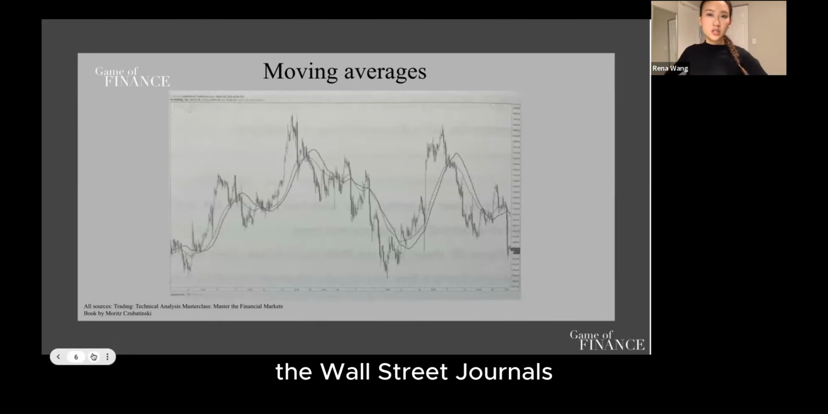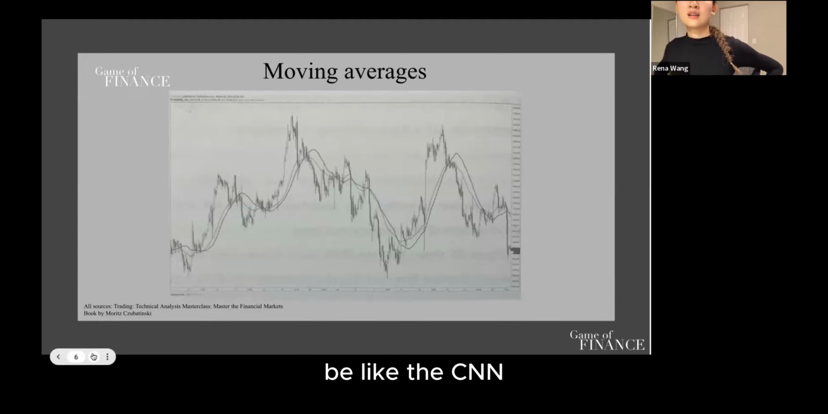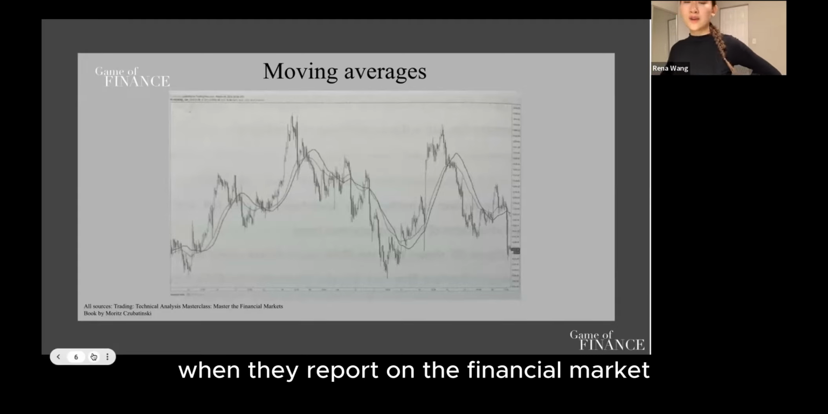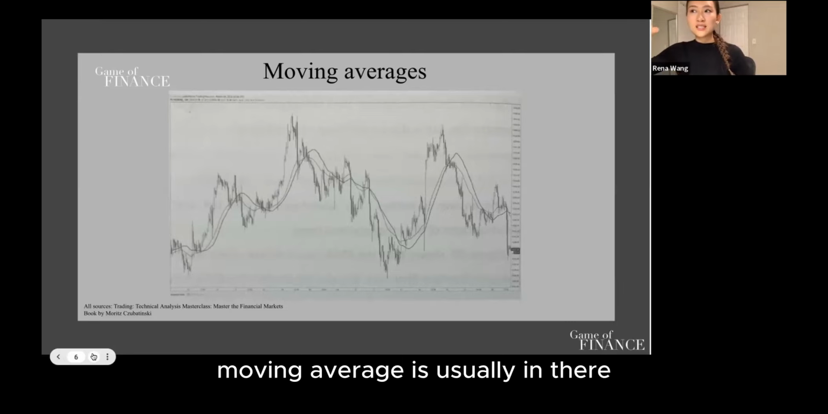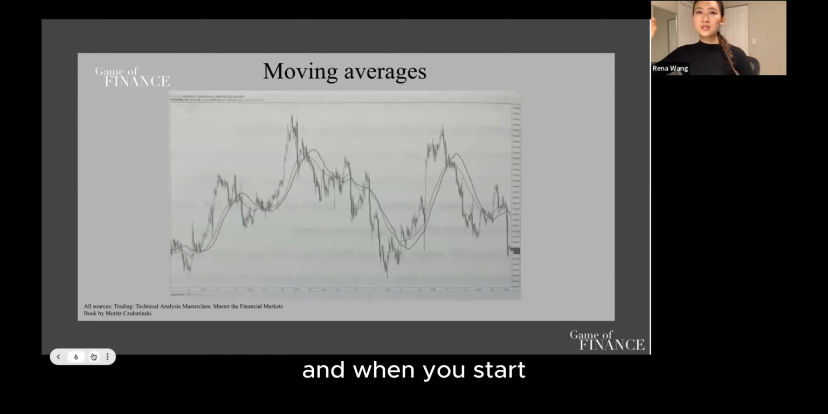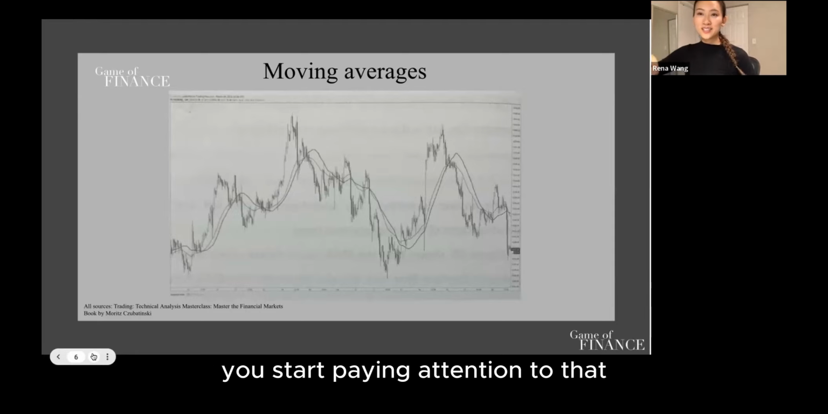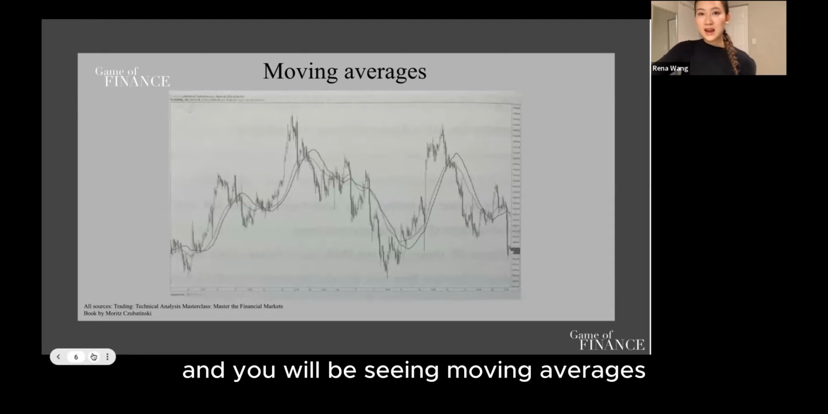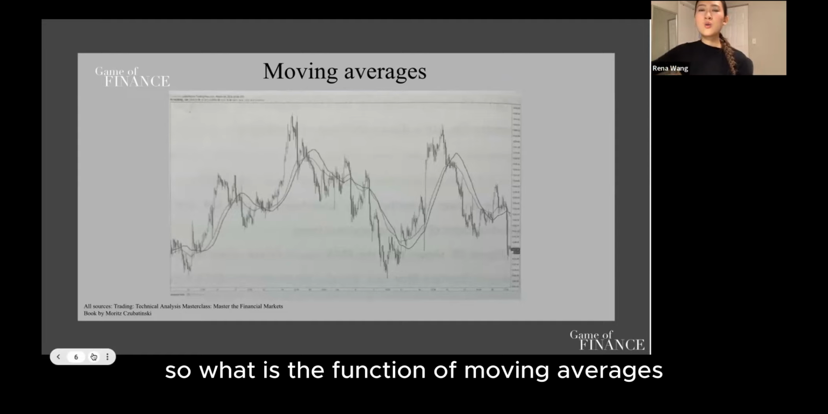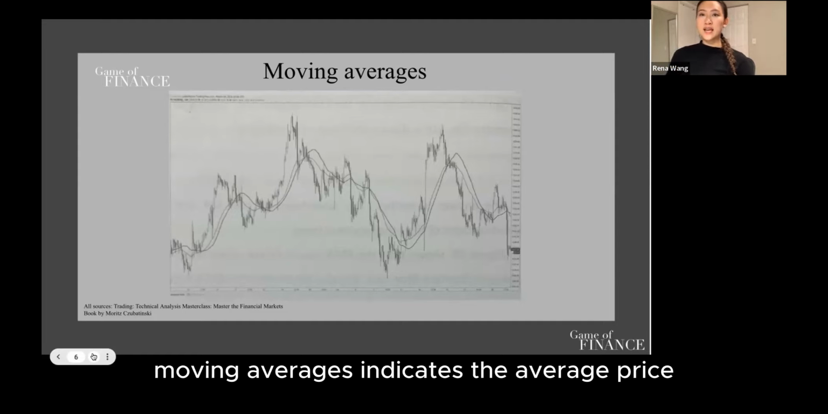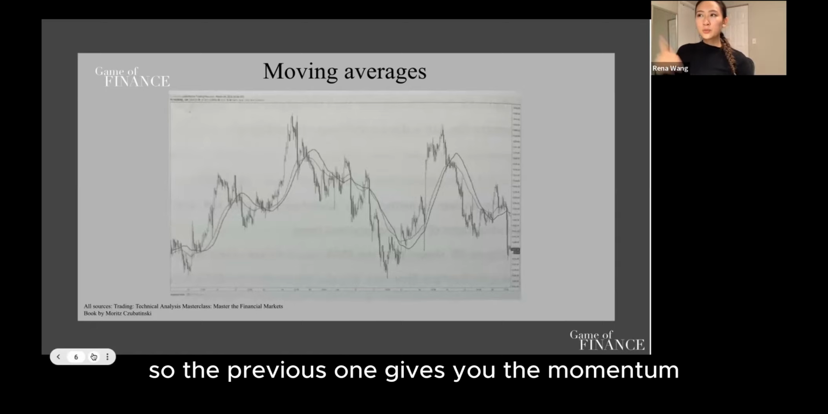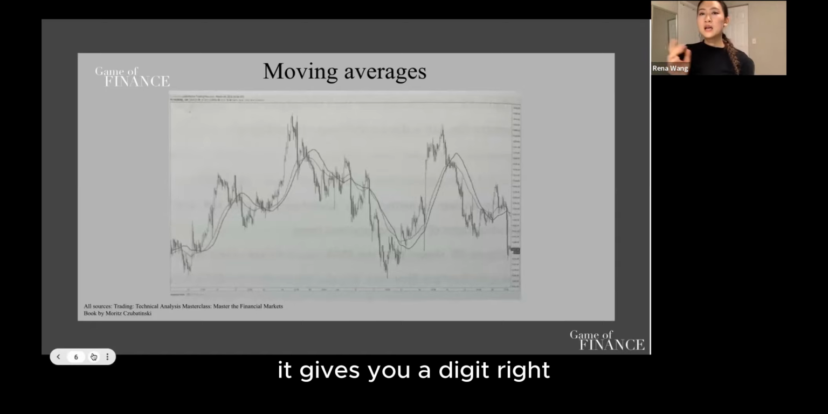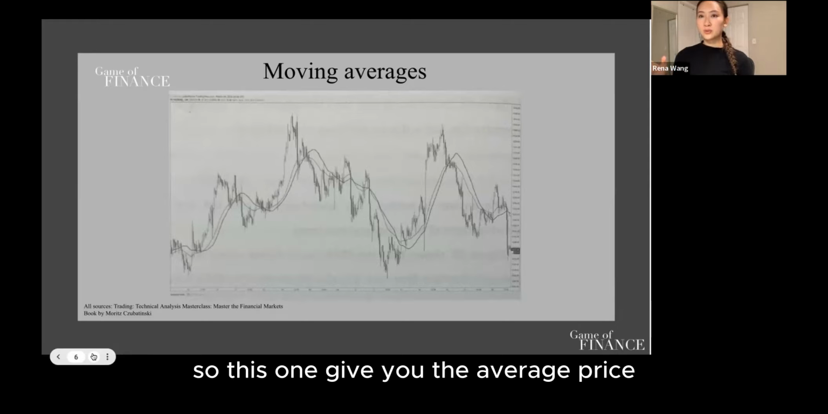For example, the Wall Street Journal and CNN, when they report on the financial market, moving average is usually in there. If you start paying attention to the news, you will be seeing moving averages. So what is the function of moving averages? Moving averages indicate the average price. The previous one gives you the momentum, it gives you a digit, right? This one gives you the average price.